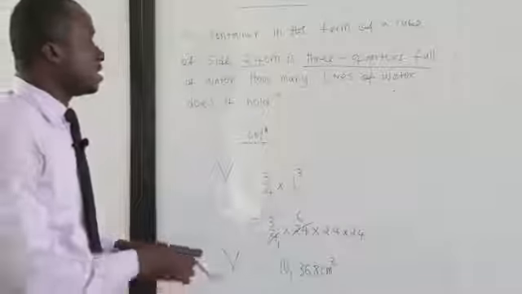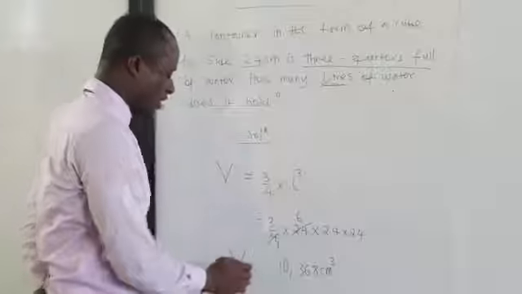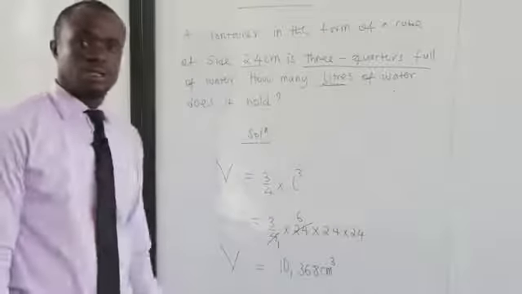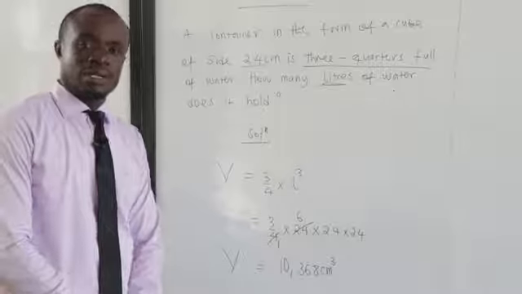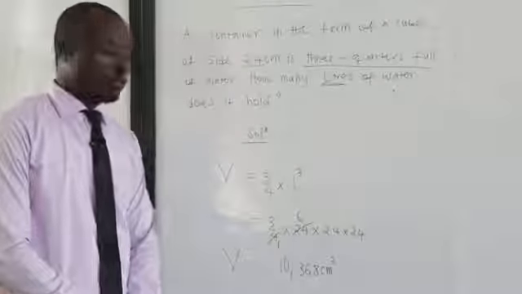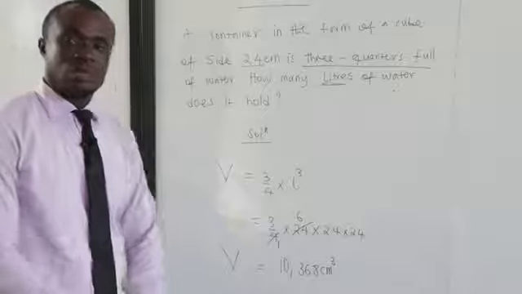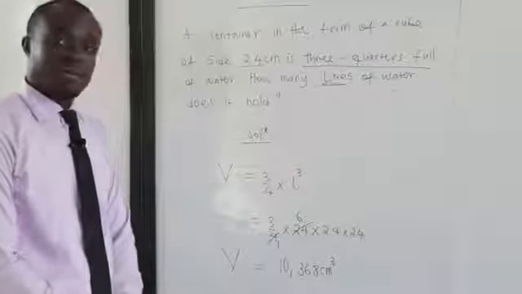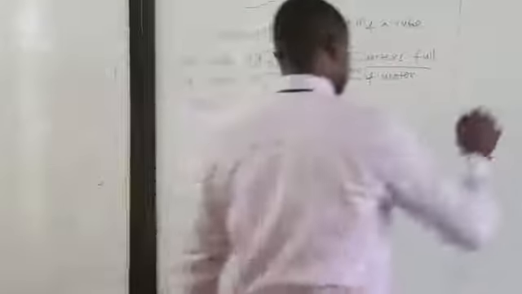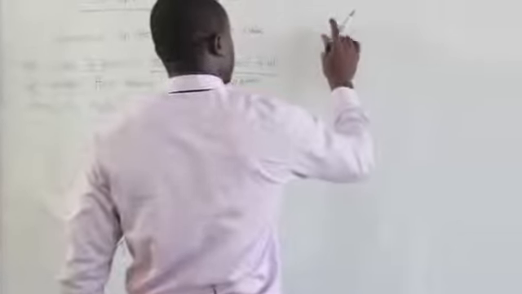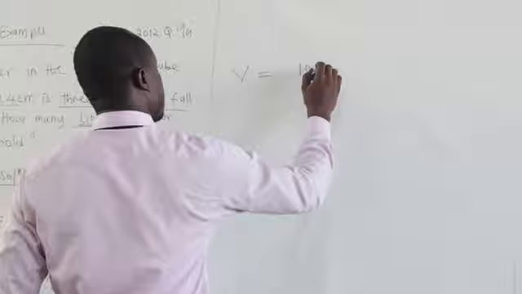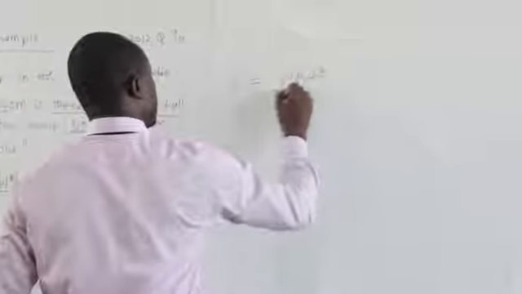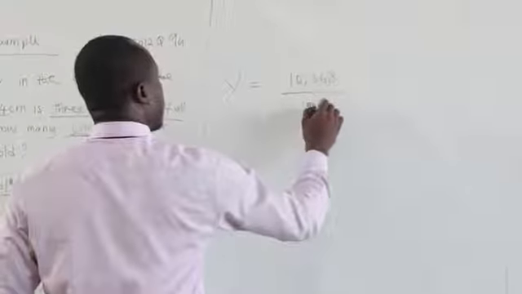But then the question says how many liters? So we have to convert this to liters. We know that 1 liter is equivalent to 1,000 centimeter cube. Clearly, if we want to convert this to liters, we have to divide it by 1,000. So our volume will be equal to 10,368 all over 1,000.